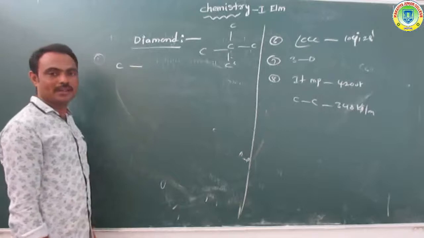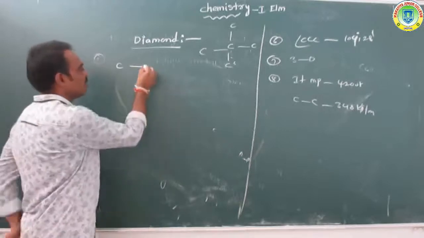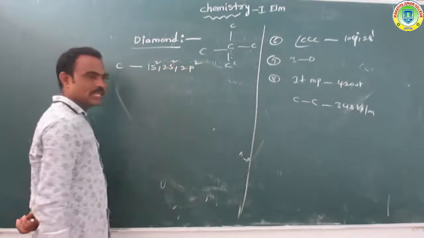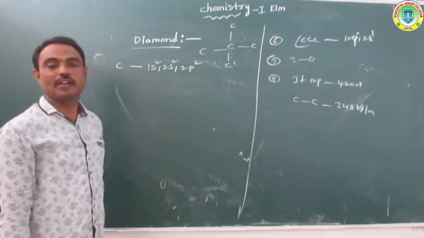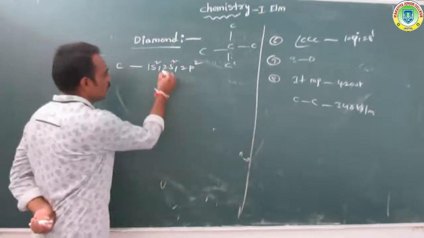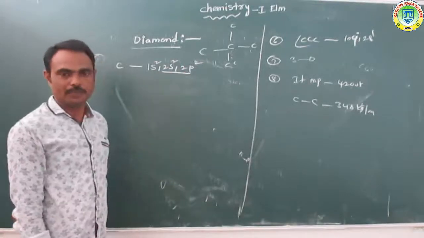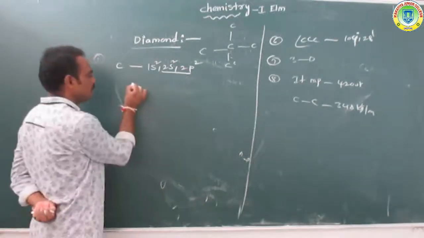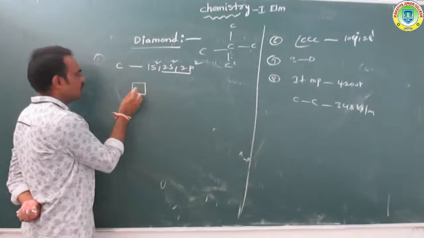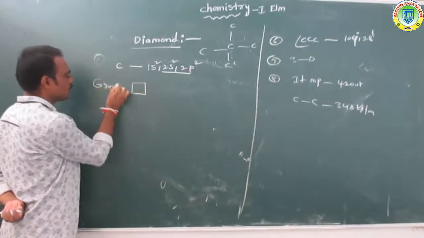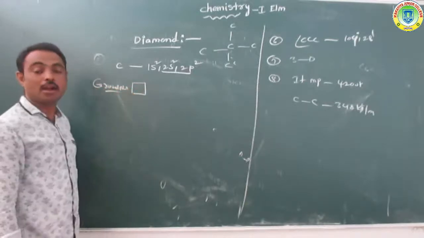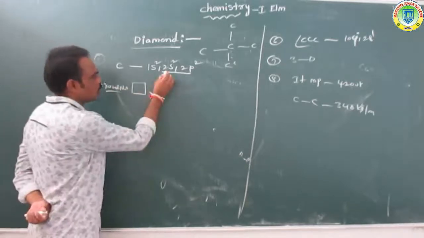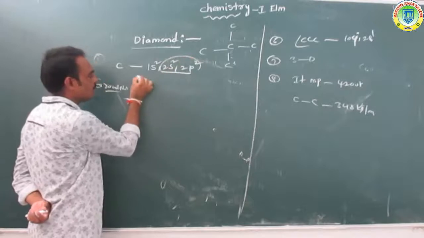How many electrons? 6 electrons. 1s2, 2s2, 2p2 is the electronic configuration of carbon. So this is the outer shell, and we write it for the orbitals. This is called the ground state. So, the 2s orbital.